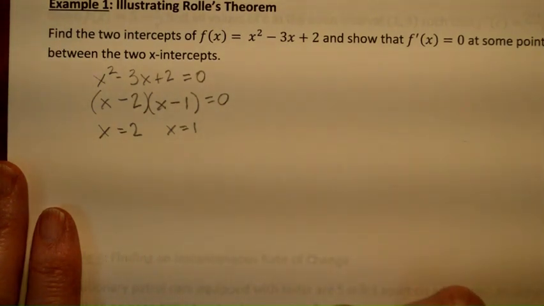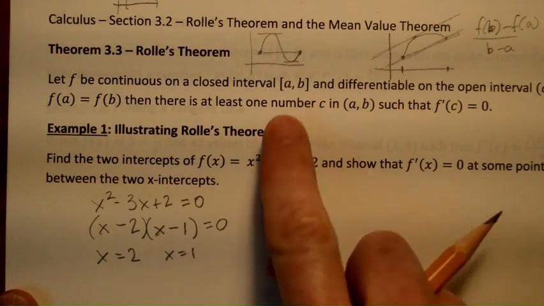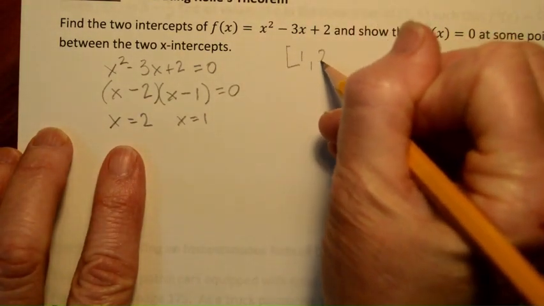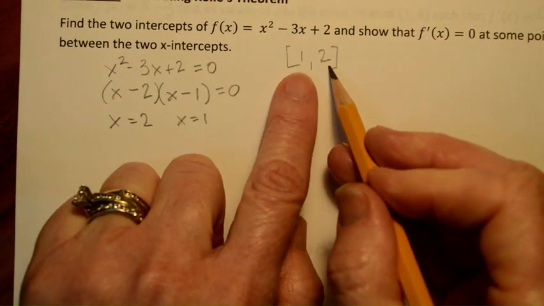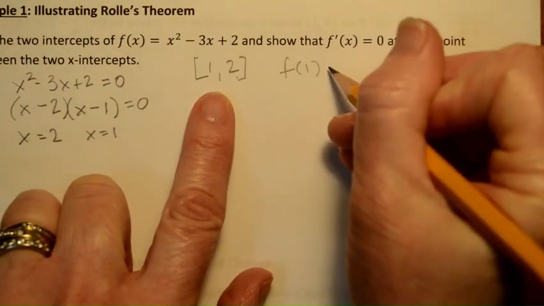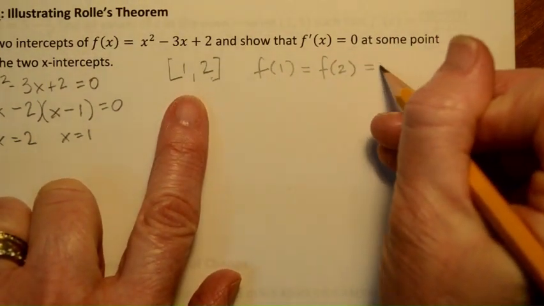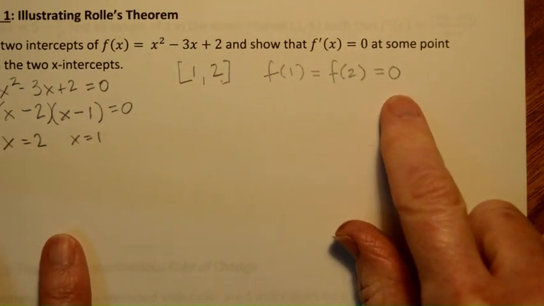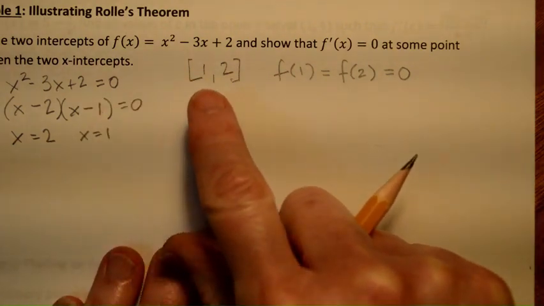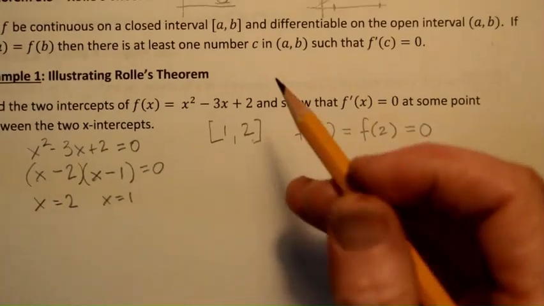So again, here it said basically we have some closed interval. Here we've had to decide that that closed interval is going to be 1, 2, because those are the 2 points that we can guarantee that f of a, in this case f of 1, and f of b, which is f of 2, are both equal, and because they're the intercepts, we know that they both equal 0. Since we have found that, we now have our function on a closed interval. Let's check the other condition.